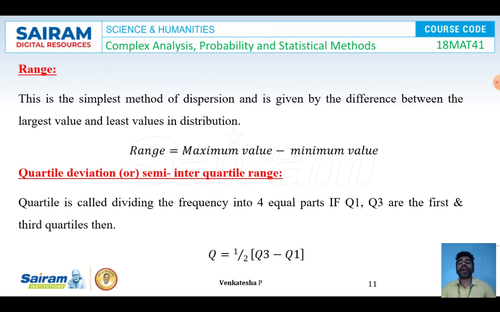Next one is quartile deviation or semi-interquartile deviation. Quartiles divide the frequency distribution into 4 equal parts. If Q1 and Q3 are the first and third quartiles, then the value of Q is given by 1 by 2 into (Q3 minus Q1).